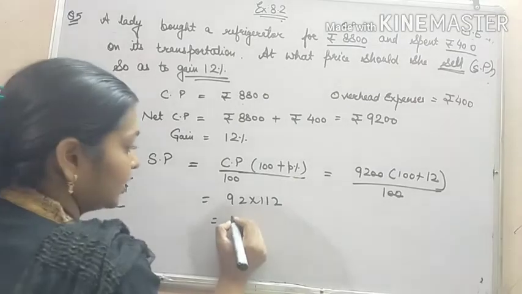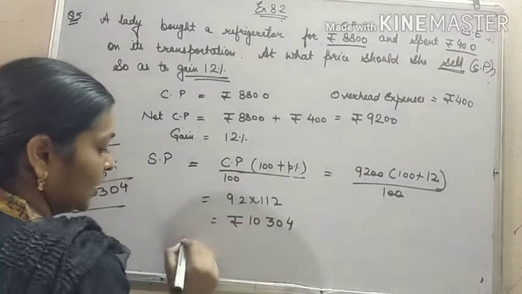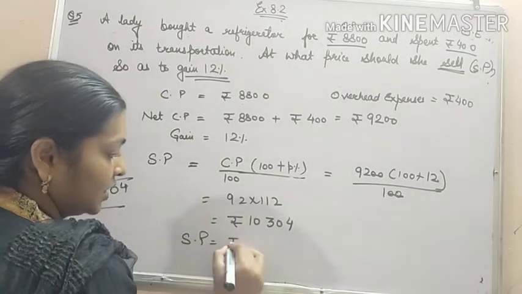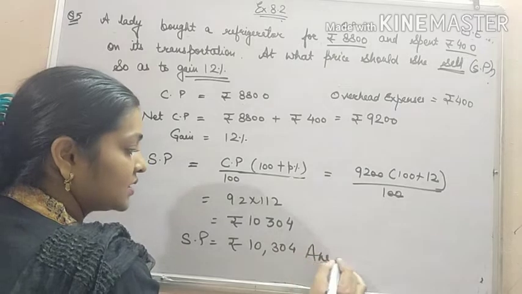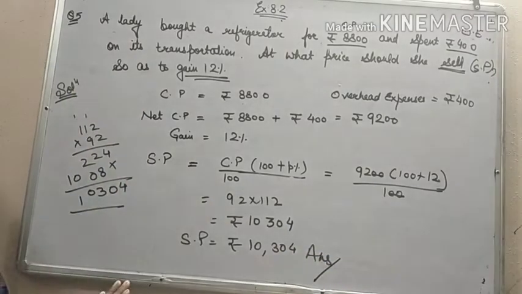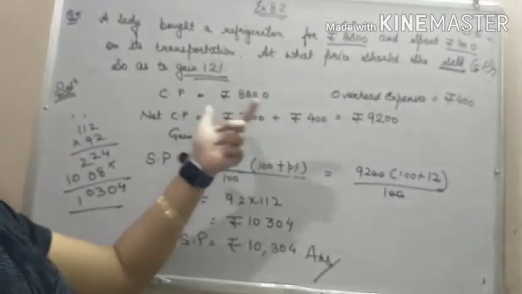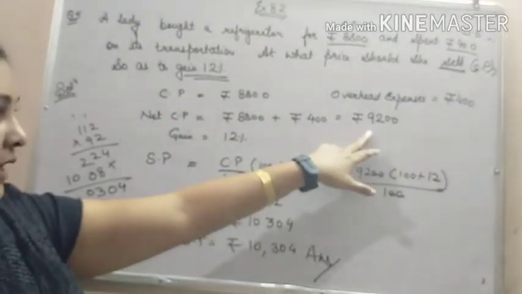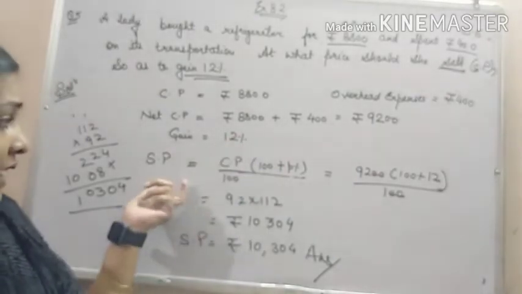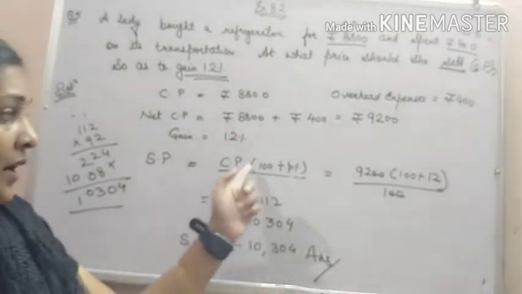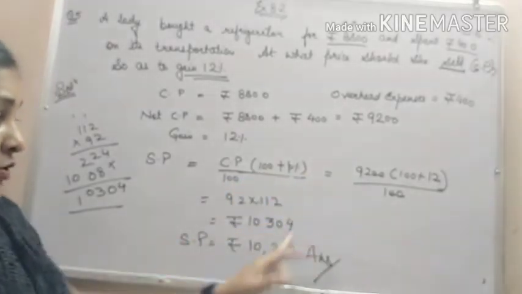It is rupees 10304. So the selling price is rupees 10,304. This is our answer. So what we have done, CP was given to us, overhead expenses was given. We calculate net CP, that is equal to 9200. Gain is 12%. So I find the SP using the formula CP by 100 into 100 plus P percent. Substitute the values and then solve it.